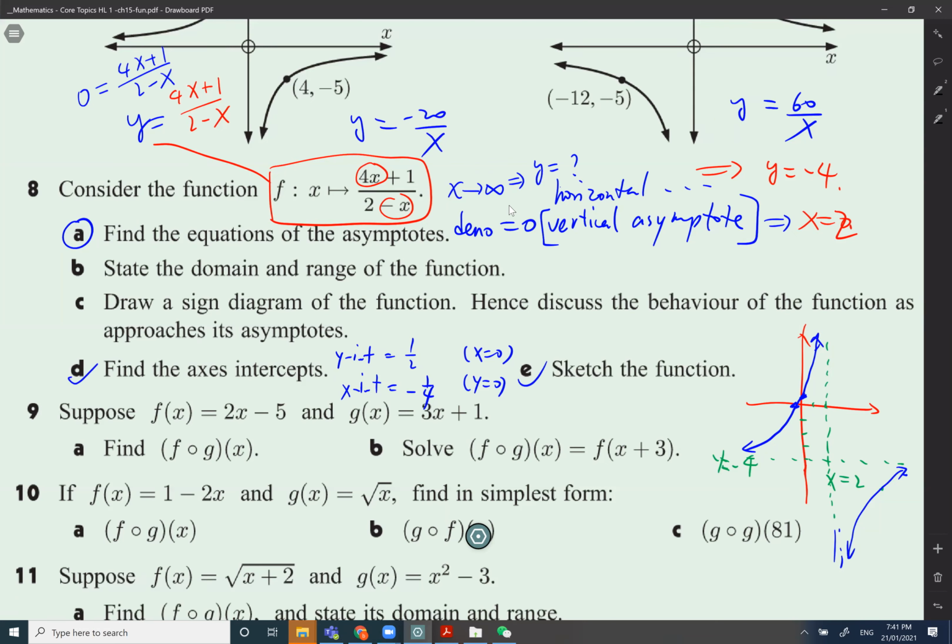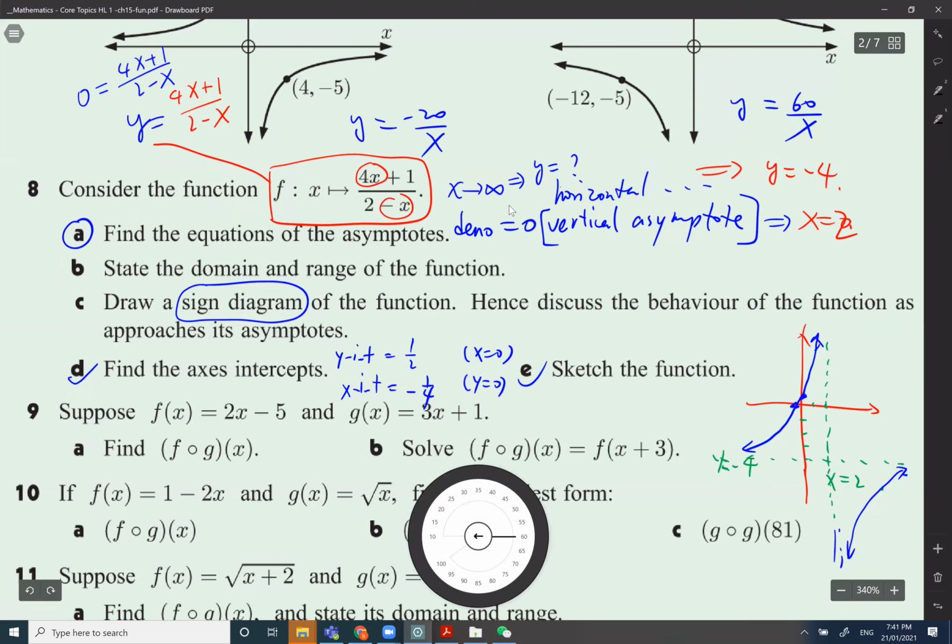They ask you to sketch the sign diagram of the function. What's the meaning of sign diagram? Let's check what the meaning of sign diagram is. For this function here, we are checking the sign diagram.